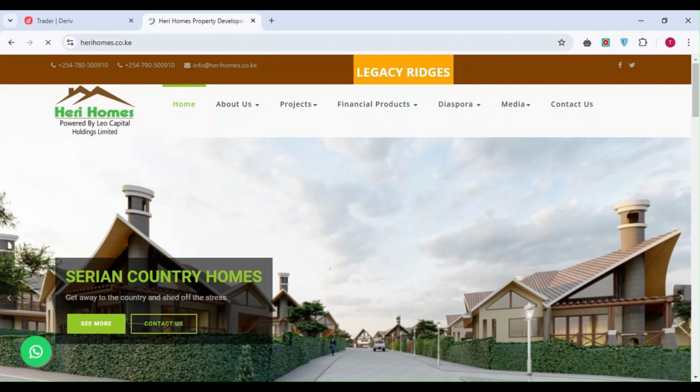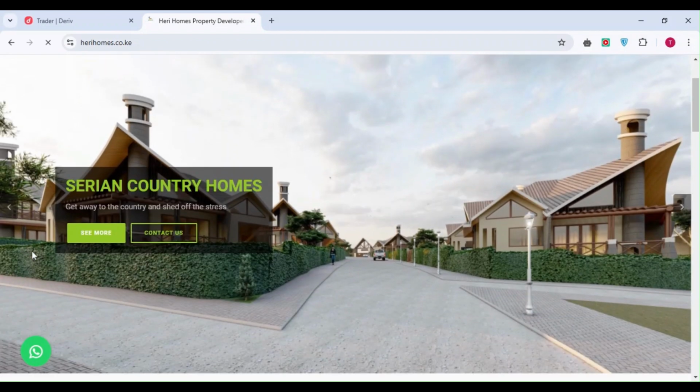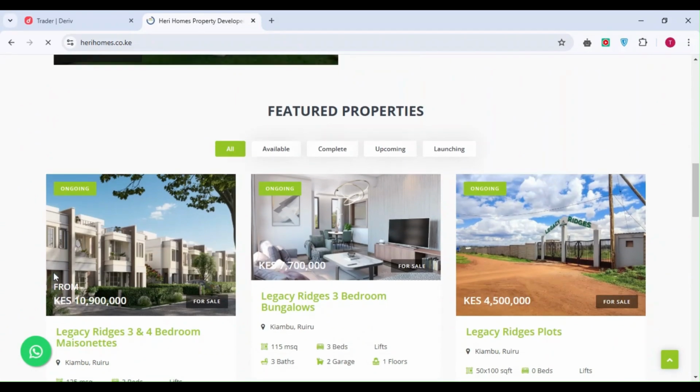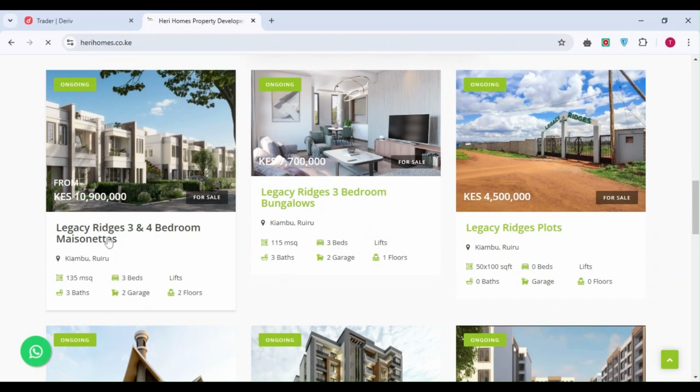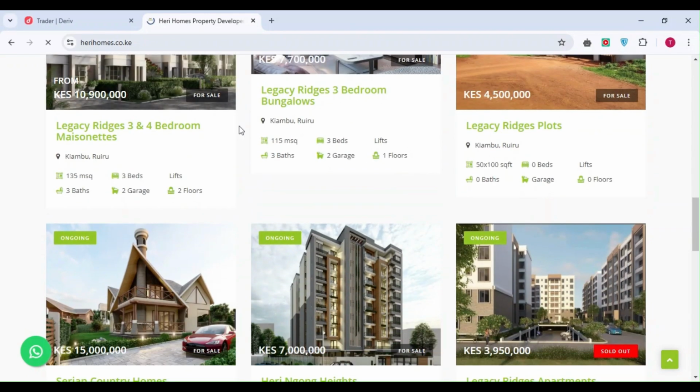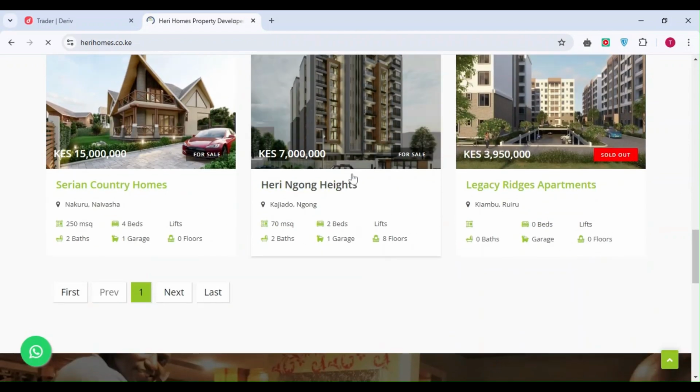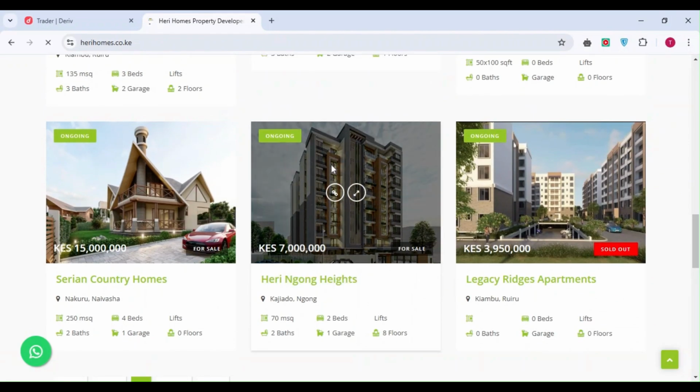If you have some money that you want to invest into real estate, I would advise strongly that you go and invest in your property. One of the properties that Harry Homes is developing, you can see they have properties in Kiambu, they have properties in Lemuru. We have properties everywhere. You understand? We have properties in Ngong. These are some of the properties that are recently going to start earning. Therefore, if you're wondering where you can buy property, go and invest here.